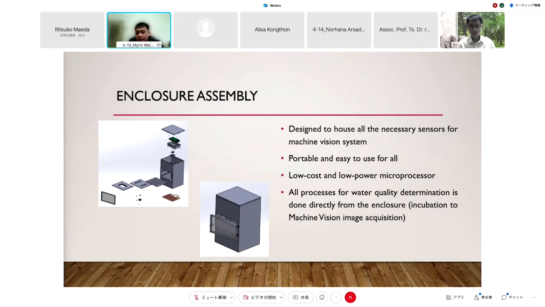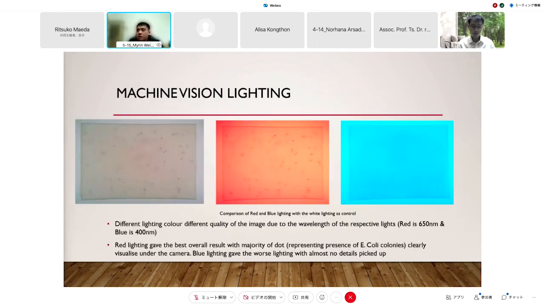After that, the machine vision technologies, the sensors, the cameras, and even the lightings are residing inside the enclosure. So as you can see from here, these are all the necessary components. The microprocessor, and then the camera, and also the lighting is inside. Okay, all right. So this is what we have done thus far. All right, the results are quite promising. This is the first step into the machine vision system.